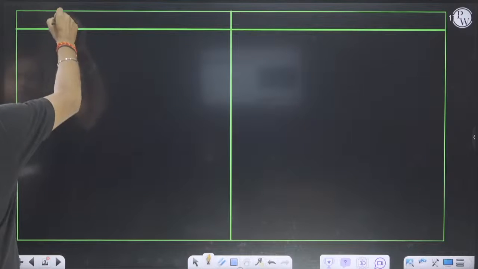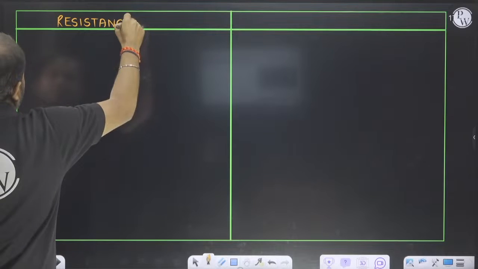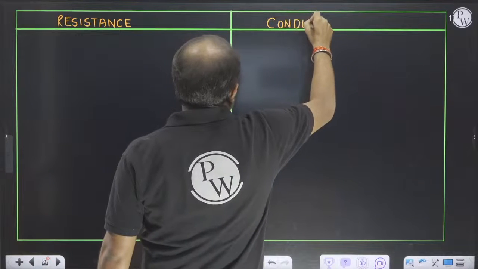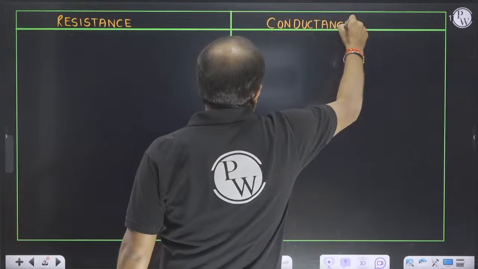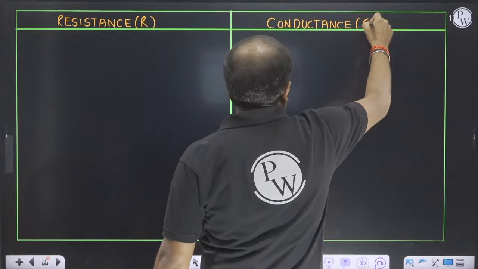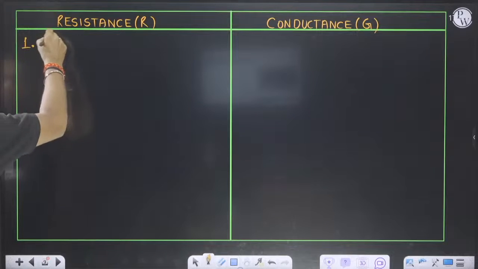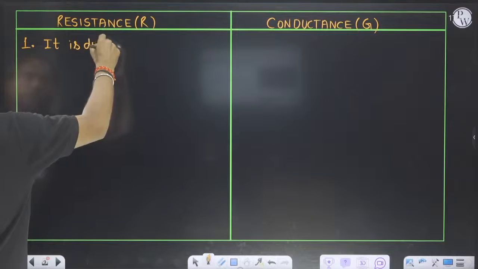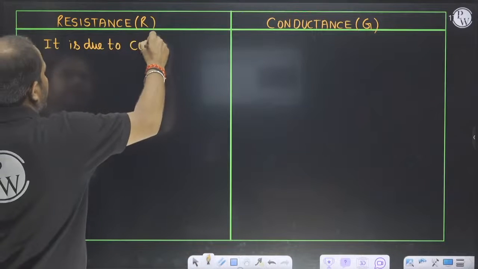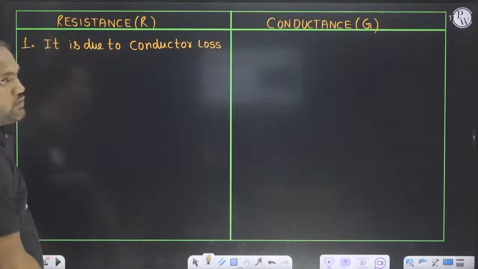So this one is resistance and this one is conductance. Resistance will be denoted by R, conductance will be denoted by G. First, resistance is due to conductor loss. Why is it defined? Why have we taken it? We are accounting for the conductor loss, so due to conductor loss I am taking this into account.